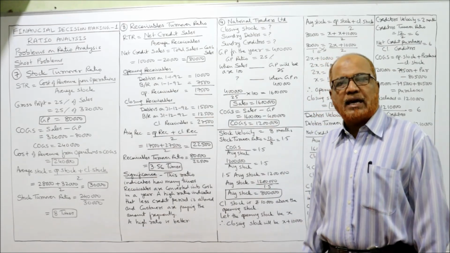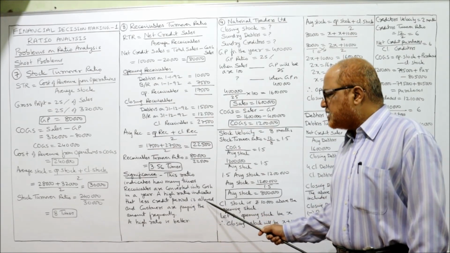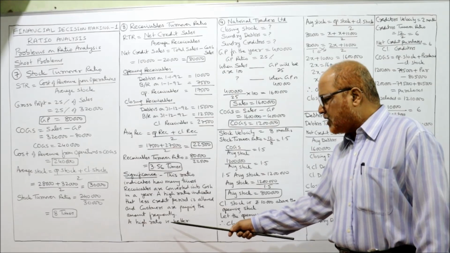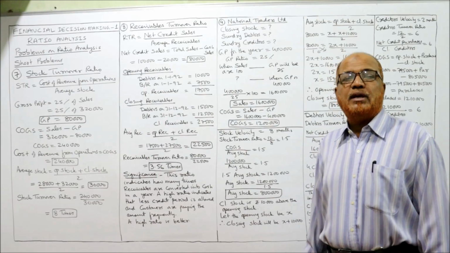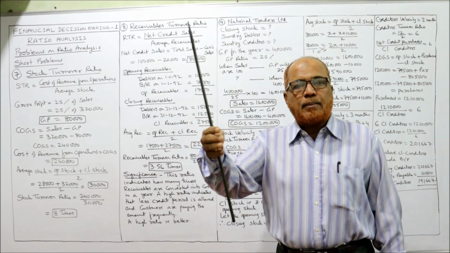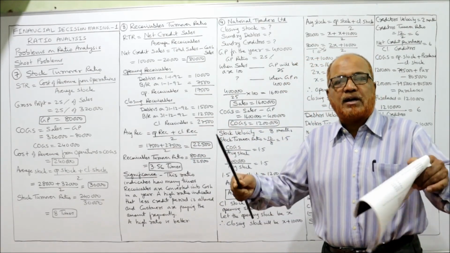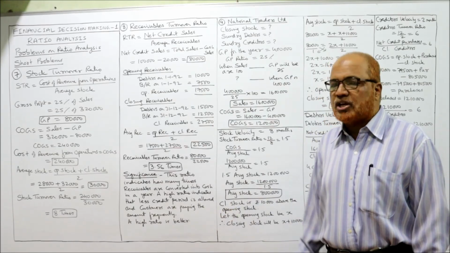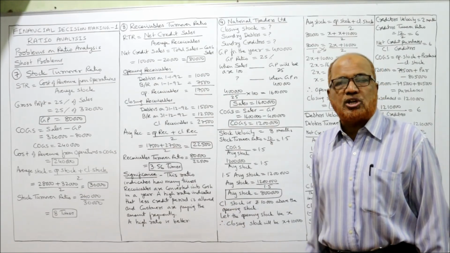A high ratio indicates that less credit period is allowed and customers are paying very frequently. A high turnover ratio is better. If the ratio is high, it indicates that we are allowing less credit period and the customers are paying us the amount frequently. We are recovering the amount from the customer frequently. So it is better if we keep a high receivables turnover ratio.